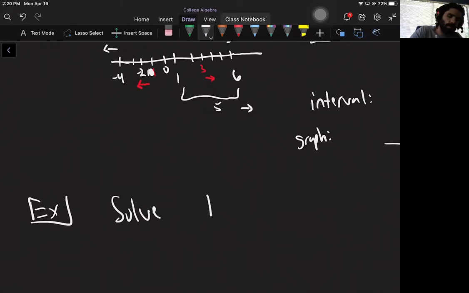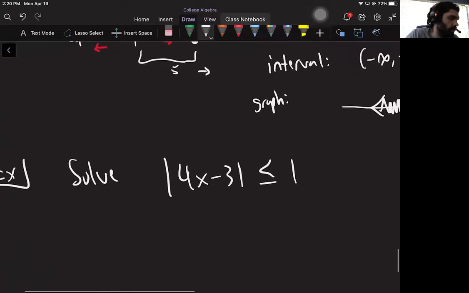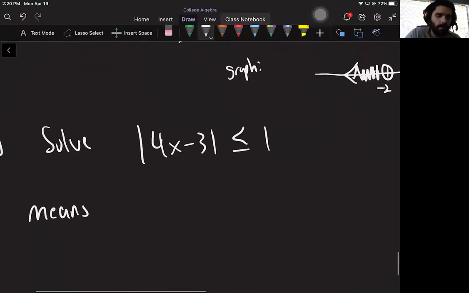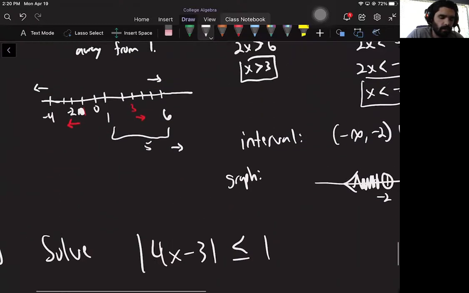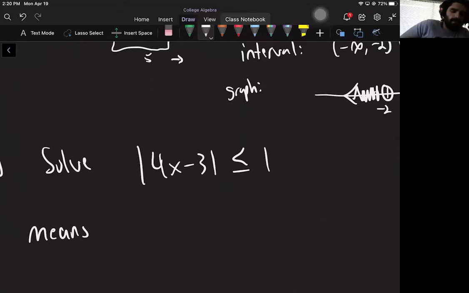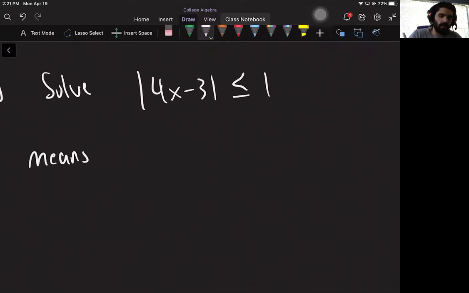Solve for x: the absolute value of 4x minus 3 is less than or equal to 1. So it's not a greater than, so it's going to work a little bit differently. What this really means is you want to solve for x values that make 4x minus 3 be less than 1 away from 0. It's going to come down to you wanting to solve this inequality. You want x values that make that happen.